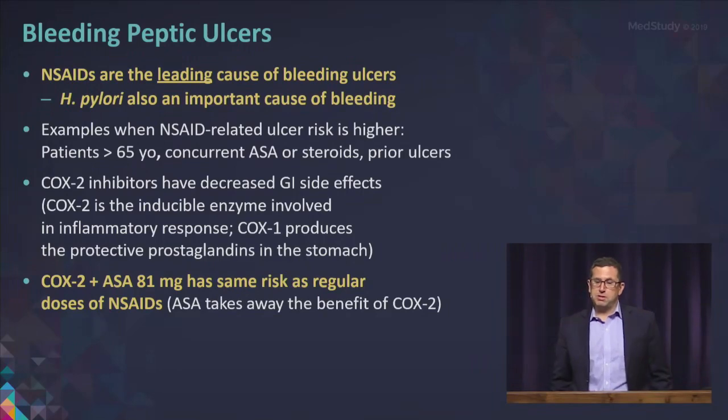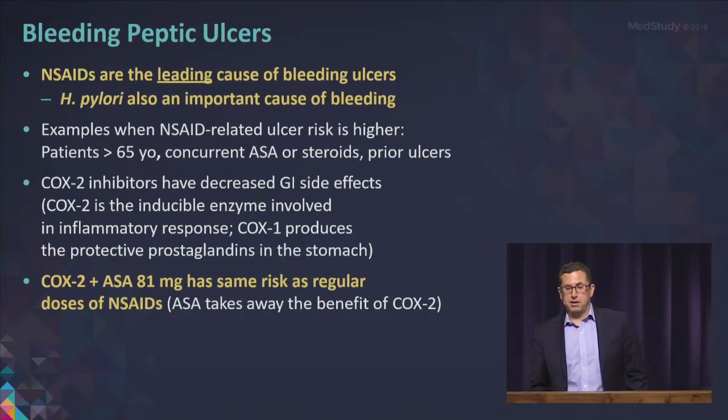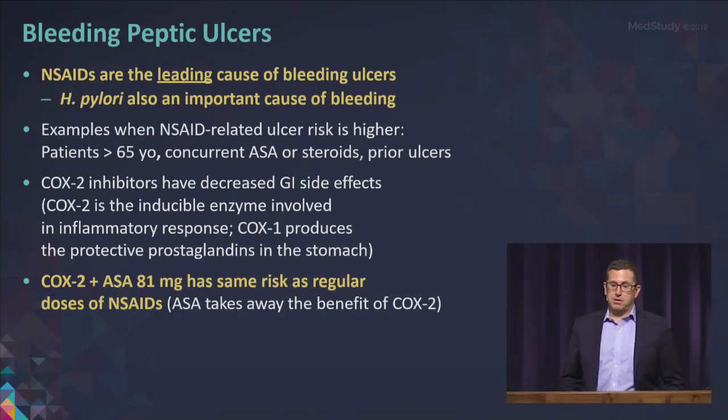Bleeding peptic ulcers specifically, NSAIDs are the leading cause of bleeding ulcers. H. pylori is also an important cause of bleeding. Examples of when NSAID-related bleeding ulcer risk is higher would include older patients, concurrent aspirin or steroids, and a history of prior ulcers. I do want to mention COX-2 inhibitors that do have decreased GI side effects.